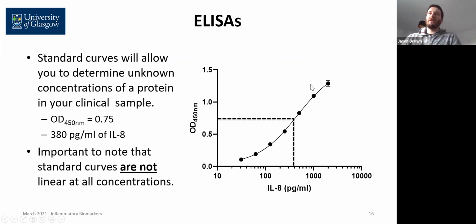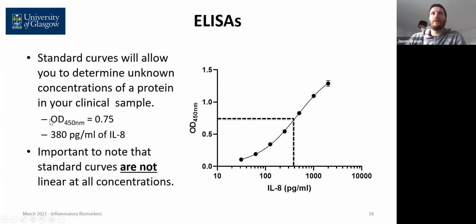And basically what you'll see is this standard curve, which looks a bit S-shaped because it's a sigmoidal curve. It's not a linear relationship between concentration and absorbance. And the standard curve will allow you to determine the unknown concentration of the protein in your clinical sample.